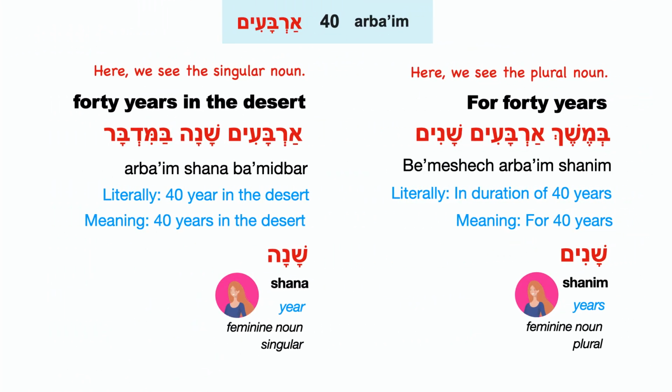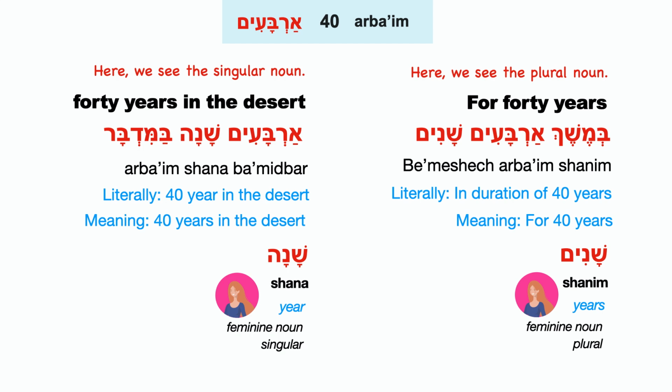Okay, now this time let's see a comparison of cases where we opt to use the singular noun and an option to use the plural noun. So on the left side, we read 40 years in the desert. 40 shana bamidbar. Shana, that's a singular feminine noun that means year. Ba means in the. Midbar means desert.